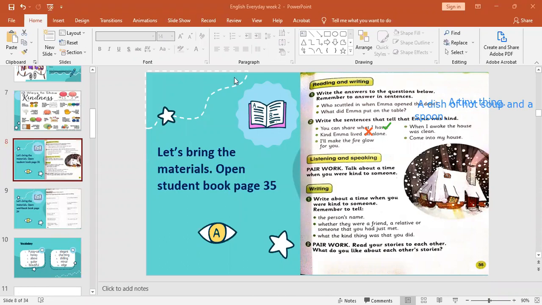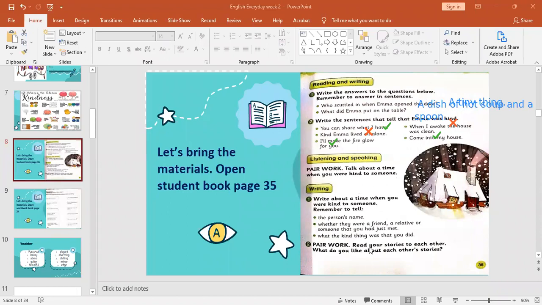I'll make the fire glow for you. Does it show kindness? Yes, it does. When I awoke, the house was clean. Does it show kindness? I don't think so. Come into my house, it shows kindness. And then finally, I'll put a cross on this one, okay?